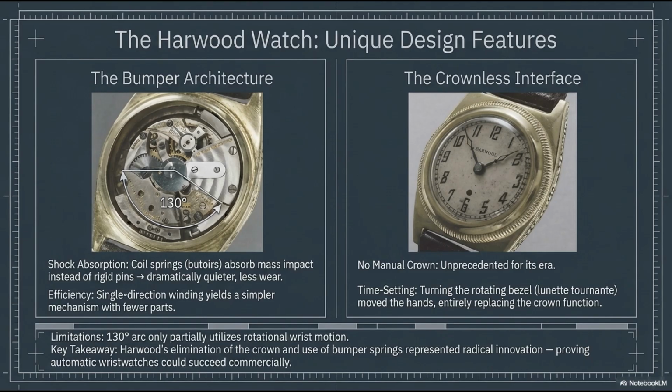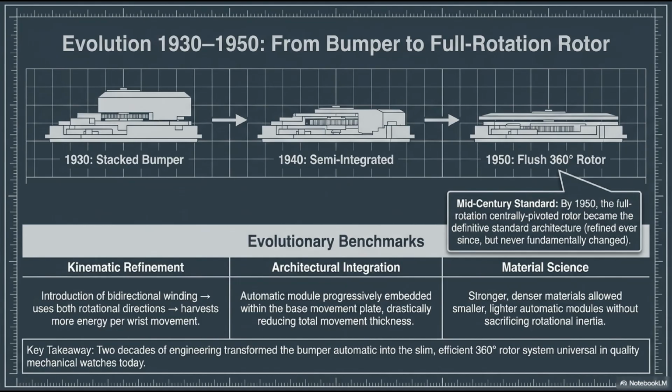From the introduction of Harwood's bumper in the 1920s to the 1950s, the automatic wristwatch underwent a period of rapid, intense evolution. We can trace this evolution across three main benchmarks: kinematics, architecture, and material science. Looking at the timeline on the screen. In 1930, we have the stacked bumper. The mechanism was essentially bolted on top of a manual movement, making the watch very thick. In terms of kinematics, engineers soon introduced bidirectional winding, harvesting energy from both directions of the rotor's swing to maximize efficiency.